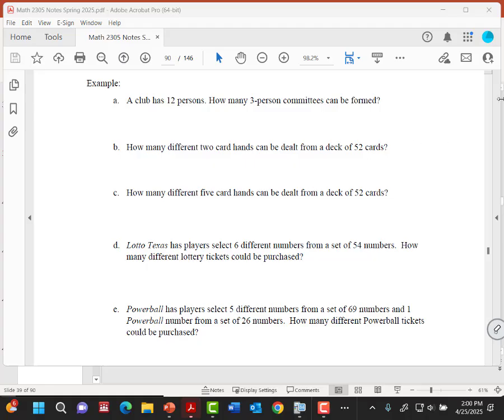So a club has 12 persons. How many 3-person committees can be formed? Okay, well, from the 12 members, choose 3 of them. This is 12 factorial over 12 minus 3 factorial times 3 factorial. That's 12 factorial over 9 factorial, 3 factorial, so 220.